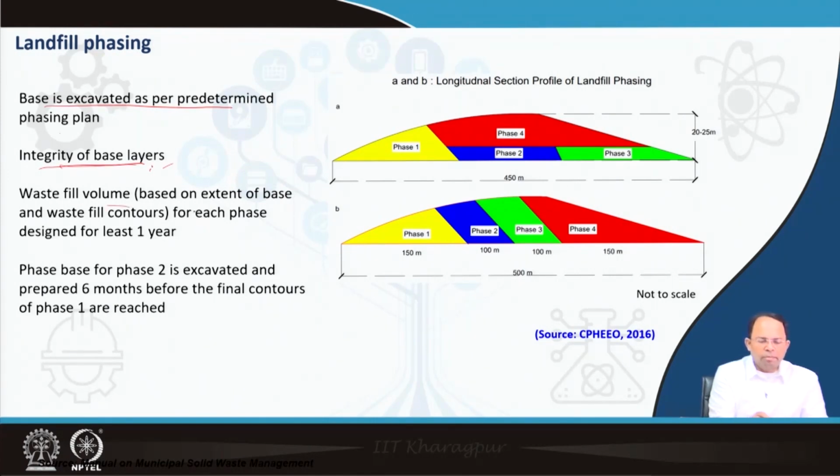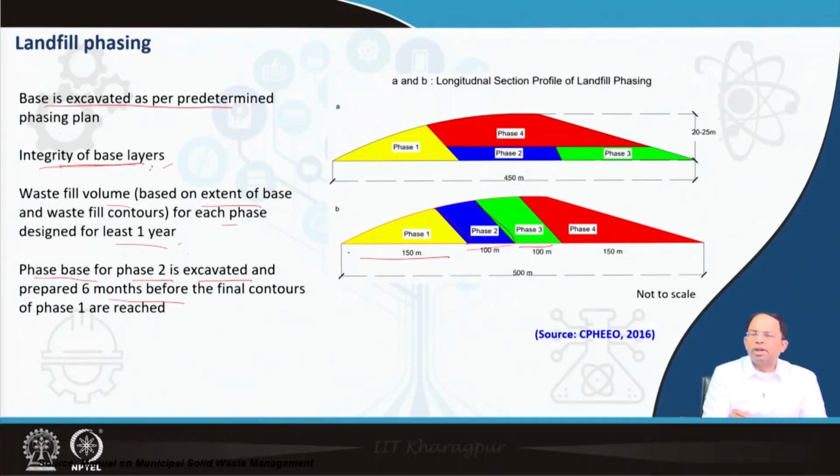And waste fill volume, based on the extent of the base and waste fill contours, is designed for each phase for at least 1 year. So phases should be at least 1 year, or sometimes 2 years. And the base for phase 2 is excavated and prepared 6 months before the final contours of phase 1 are reached. That means we have to prepare the next phase before the previous phase is completed. And in this image you can see the different ways phasing could be done. The bottom one is very simple. Phase 1 we are giving a 3:1 slope, then phase 2 is after that, phase 3 is after that, phase 4 is after that. Why is this done this way?